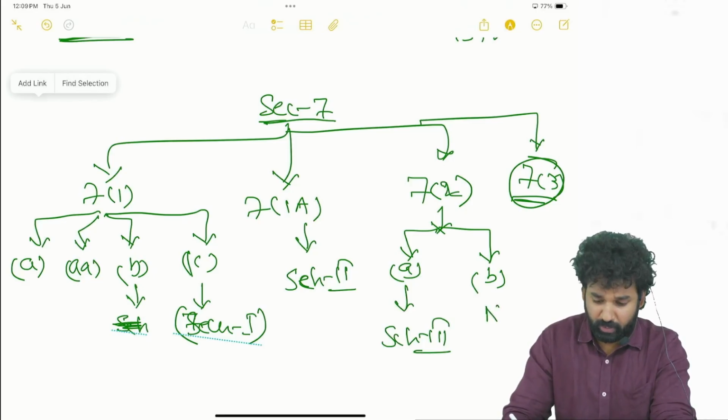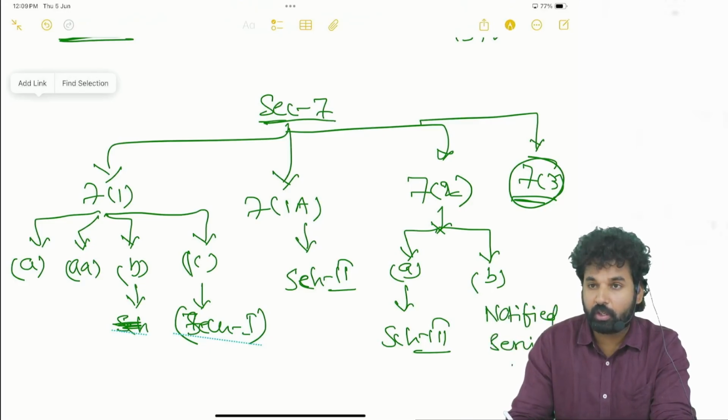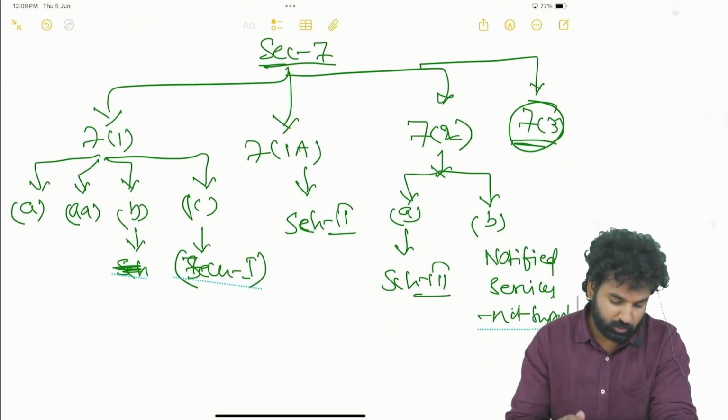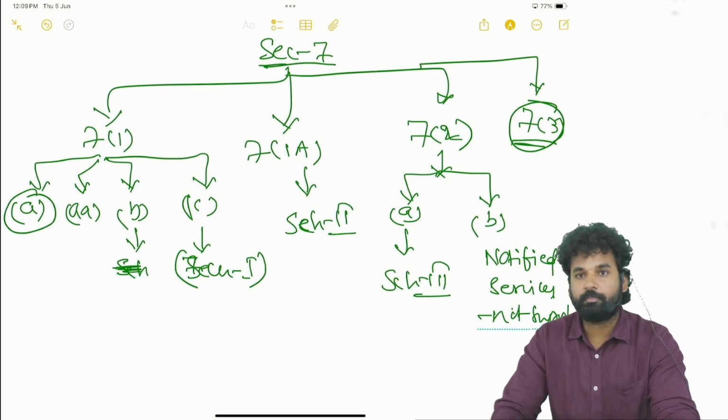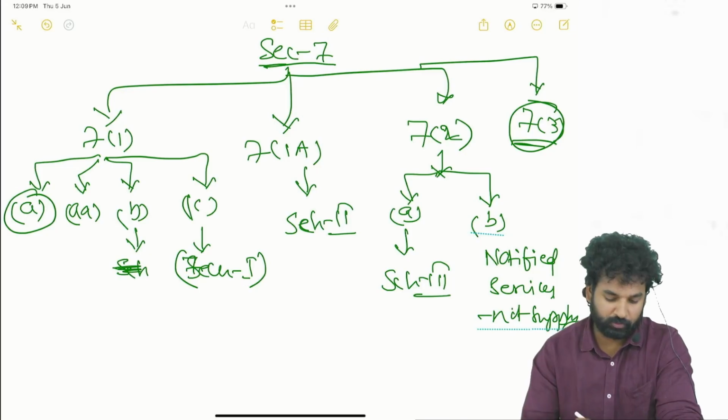7.2b, we have notified services. Notified services which are not supplies. Not supply. Okay? Right. So 7.1a, you know what is that? Supply includes all forms of supply, sale, transfer, barter, exchange, etc. for consideration in the course or furtherance of business.